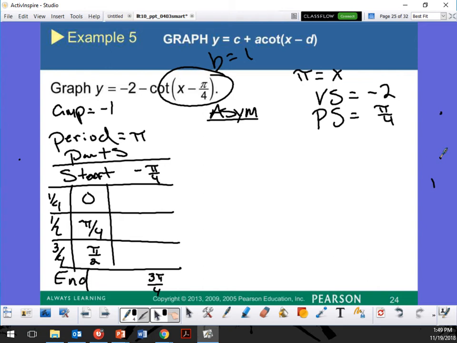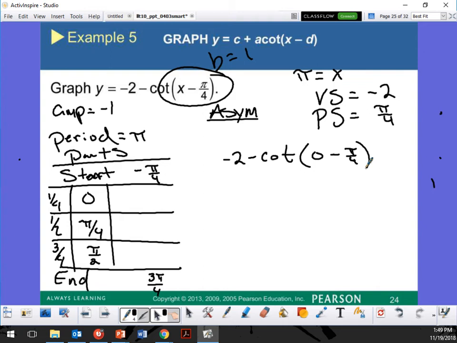So, I found the x's. What do I do now? You gotta find the y's. So it's going to be negative 2 minus cotangent of 0 minus pi over 4, because that's my first value, right? 0 minus pi over 4, negative pi over 4.